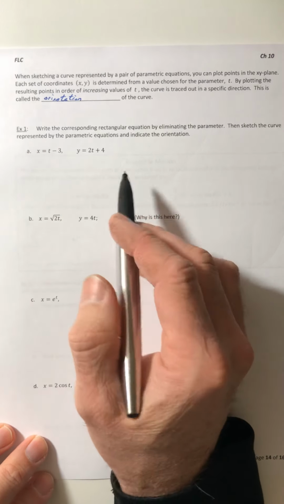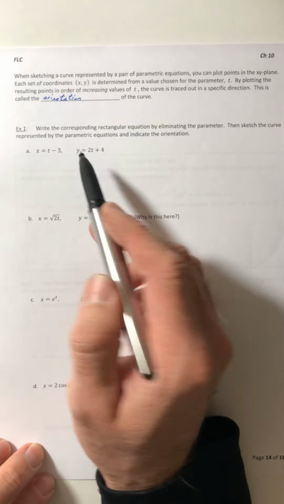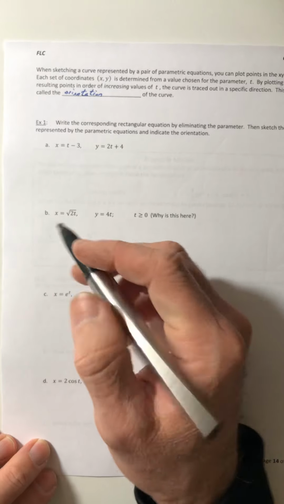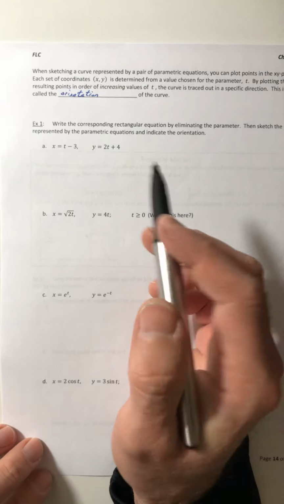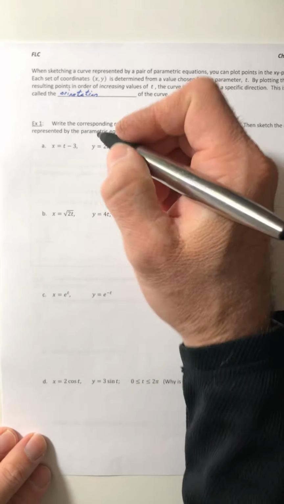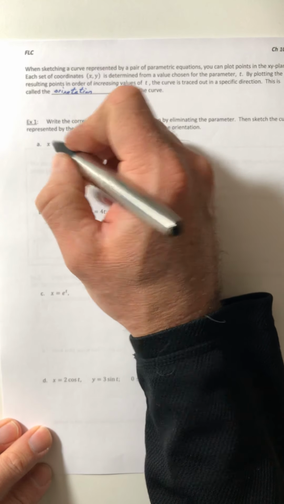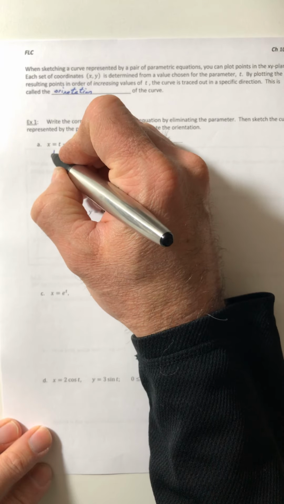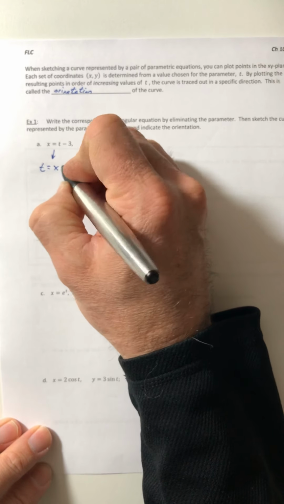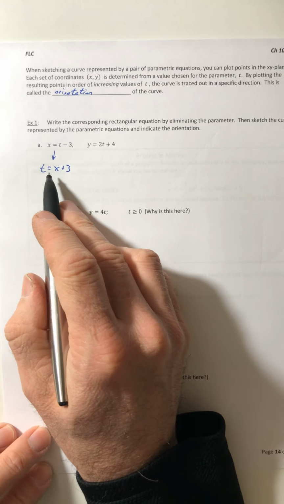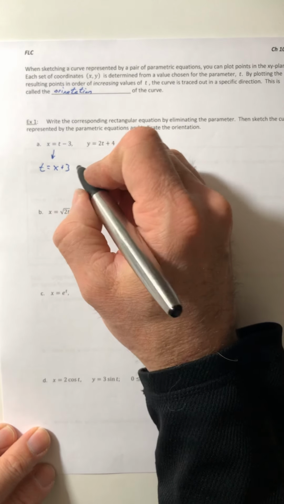A lot of times when you go to graph these things, it's easier if you convert the parametric equation back into rectangular form, because this is a little bit tricky to wrap your head around. You're like, whoa, what's that going to look like? So what I would usually do is take this x equation and solve it for t. So just move the 3 over and add it to the x. And now that you know what t equals, you're going to plug it into the y equation.